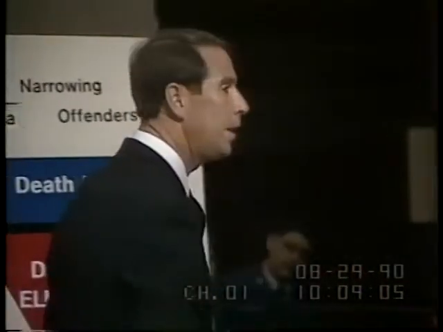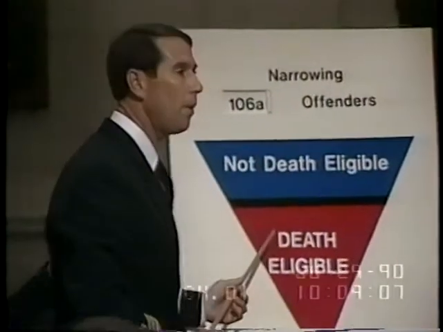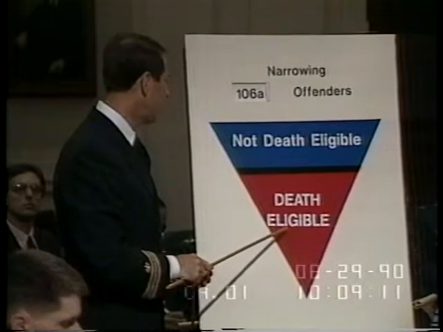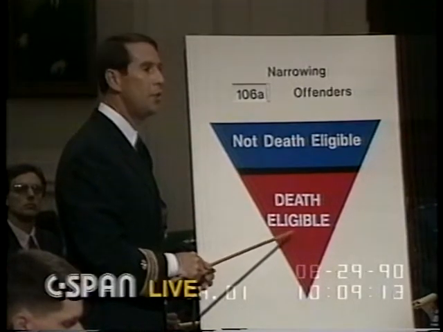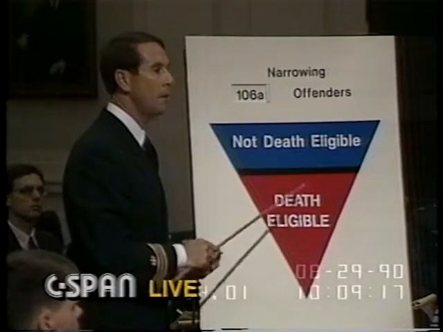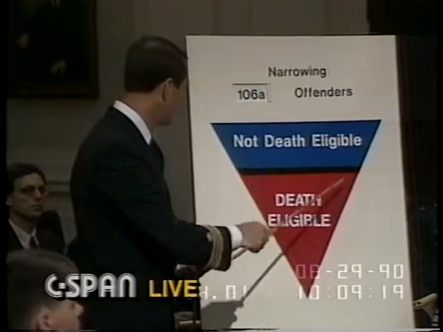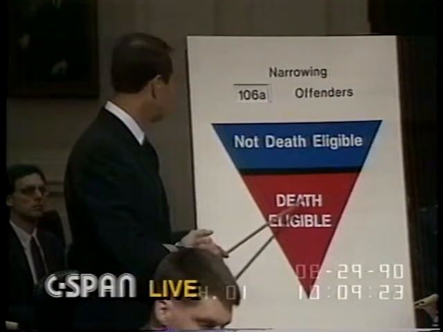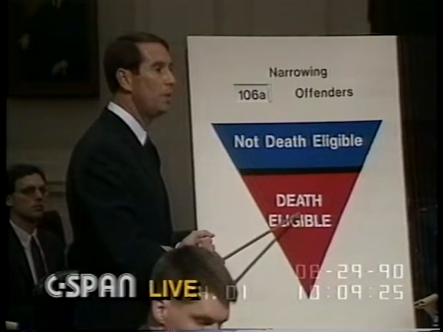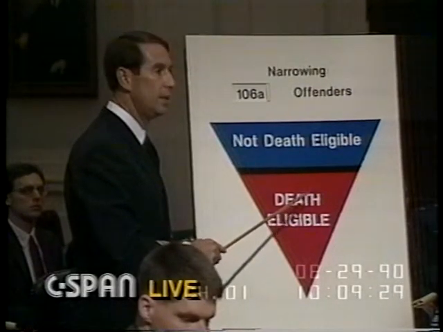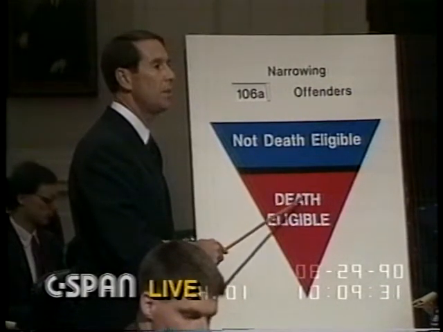But the significant point is that the president was given authority under 106A in Section 3 to establish an aggravator with respect to those citizens already in the death-eligible classification. Congress had already exercised its authority to specifically narrow the class, and that's what's not been done. So the 106A aggravator that the president was authorized to promulgate is distinctly different than what the president has done here.